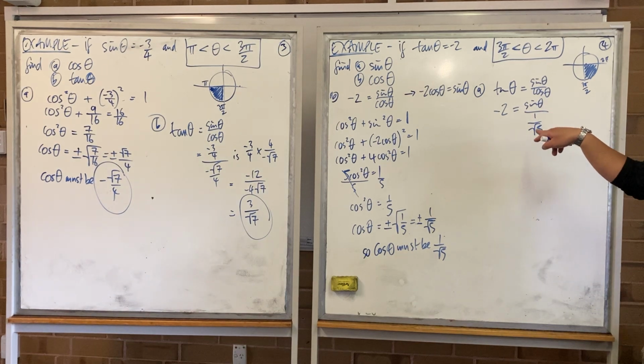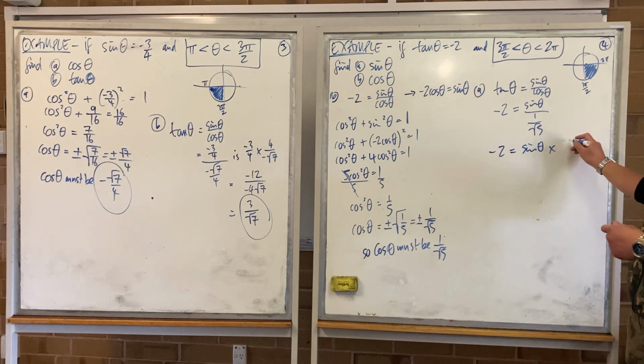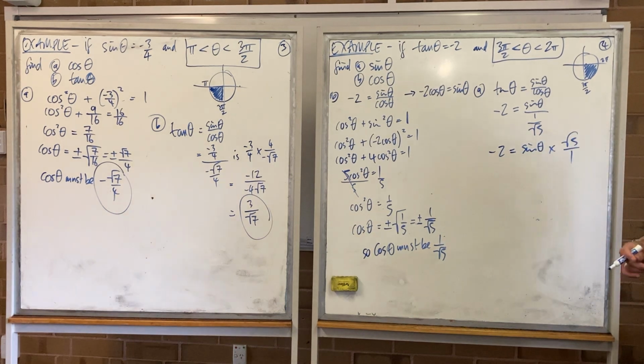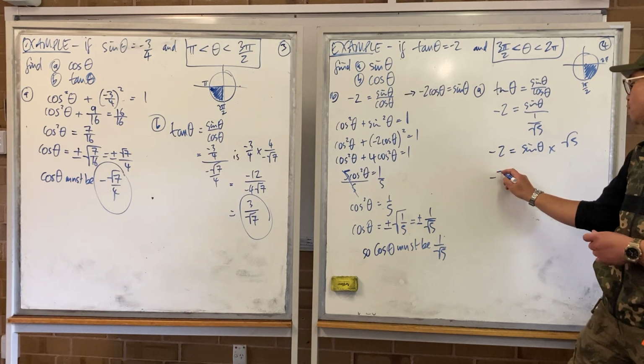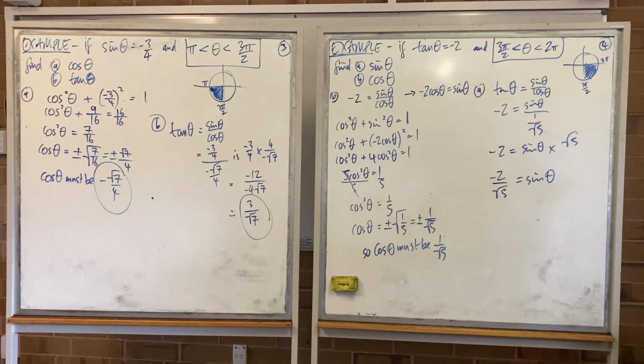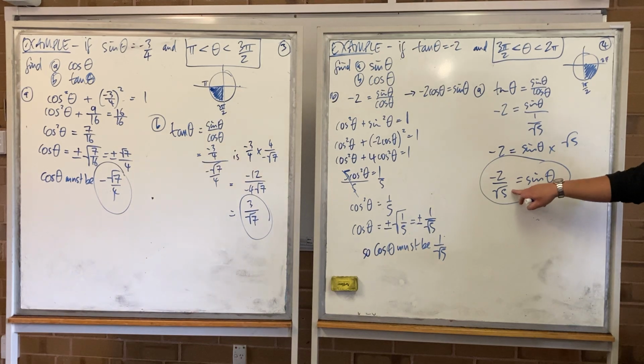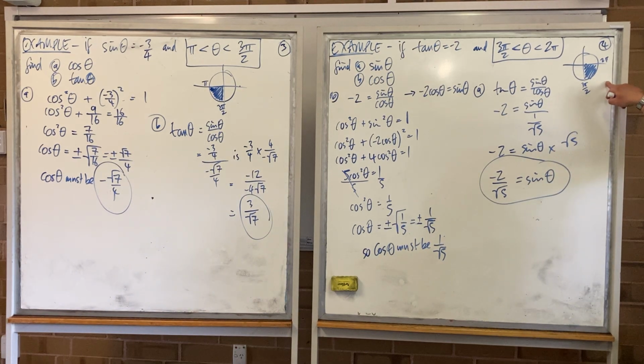What's the same as dividing by a fraction? Timesing by its reciprocal. So negative 2 is equal to sine theta times by root 5 on 1. What's the opposite of timesing by, well, if anything is over 1, what is it? Itself. What's the opposite of timesing by root 5? Dividing by root 5, so negative 2 on root 5 is equal to sine theta. So now I have, and does that also make sense that it would be negative if it's down in this quadrant?